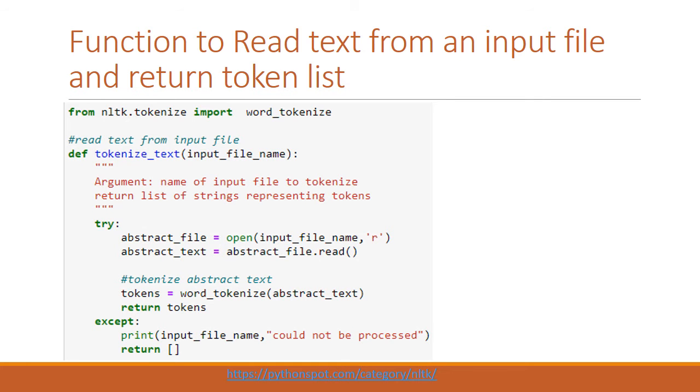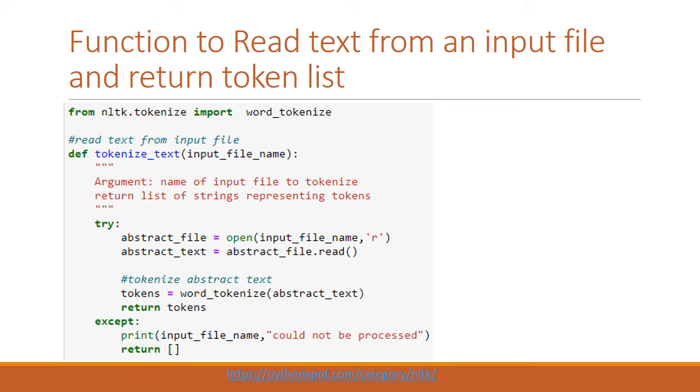Here's an example of a function that reads text from an input file and returns a token list. So the name of our function is tokenized text, and the parameter is an input file name. It's going to return the text that it reads from that input file as a list of strings representing tokens. So we open our file for reading, and then we read the file. If we do abstract_file.read, it reads the entire contents of the file as one string, and we assign it to abstract text.